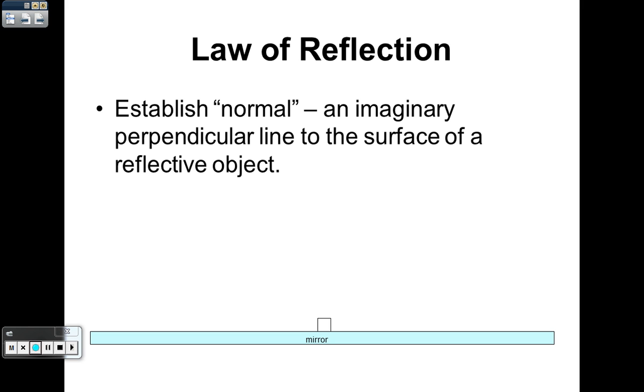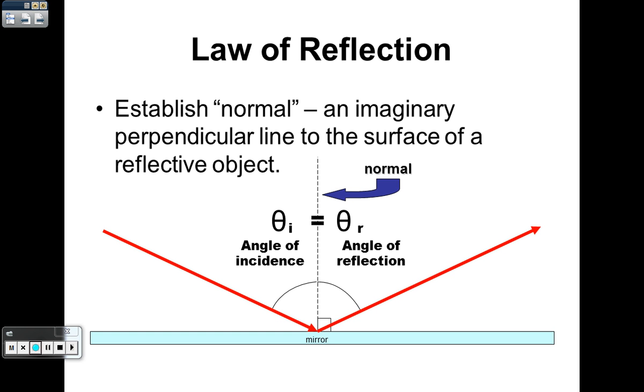In the lab, which box was this? Law of reflection. It's the first one, yeah. So you set up your ray box to direct your light ray at the mirror and your normal, remember your normal line is perpendicular to your reflection surface. And what you should have found is that your theta I is equal to your theta R. Your angle of incidence is equal to your angle of reflection.